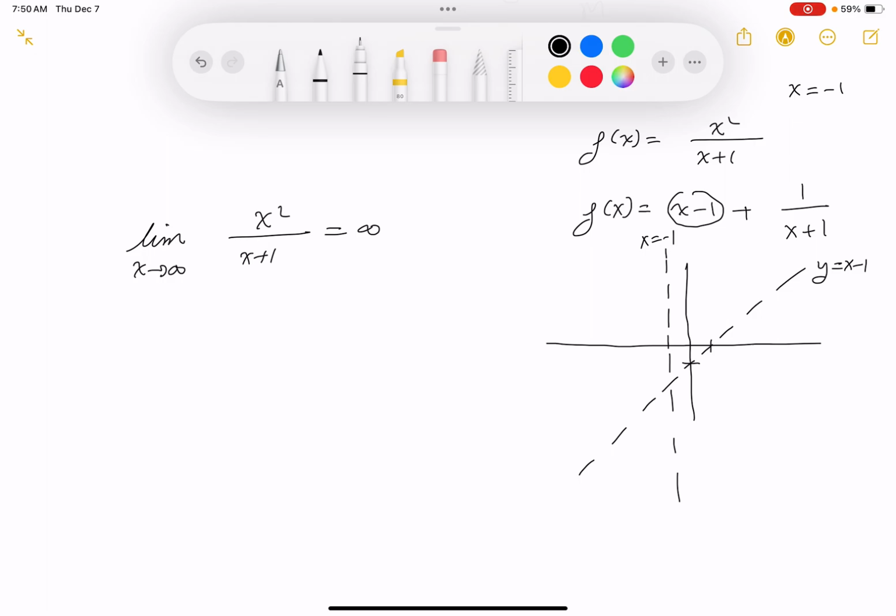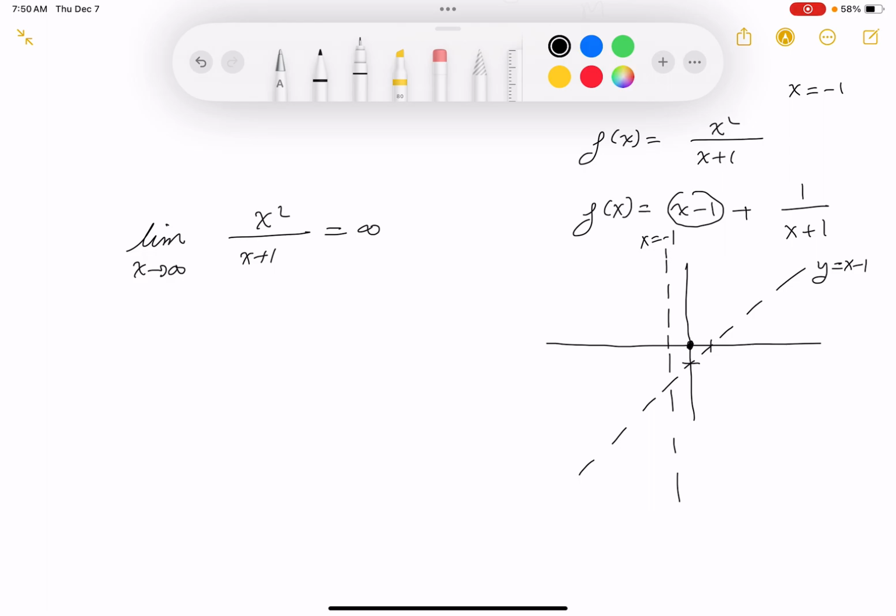And is there an x-intercept? There is. If you plug a 0 in, what would you get? You'd get 0 on top and 1 on bottom, which is 0. And that's really the x and the y-intercept. All right? So that's not too bad. What do I have? I have two asymptotes down, and I have a point.